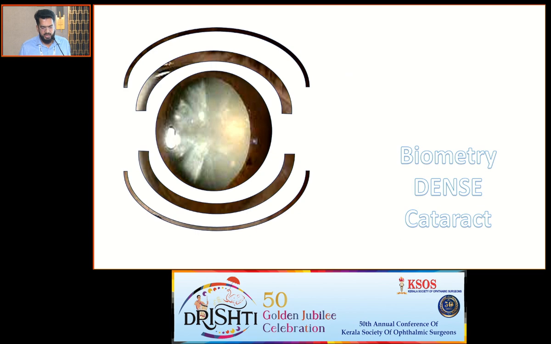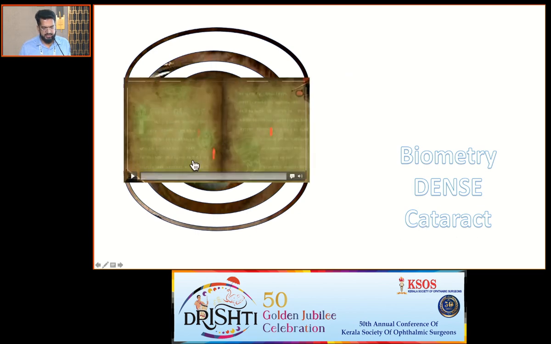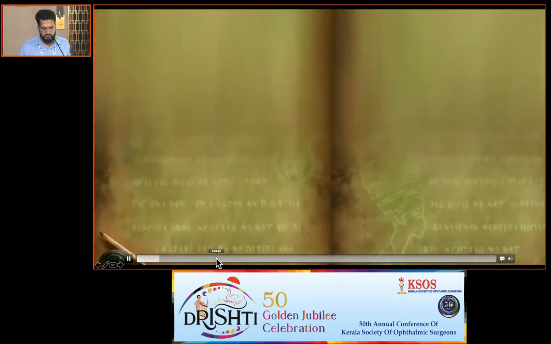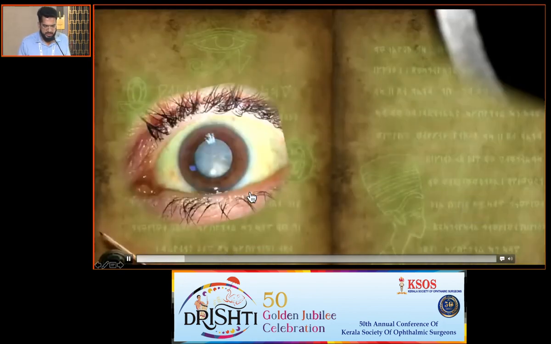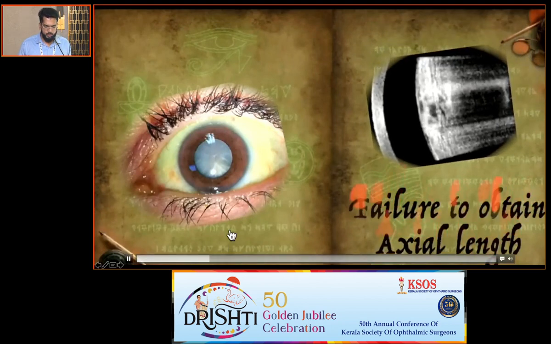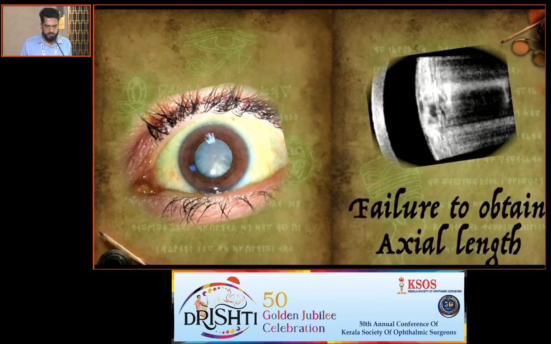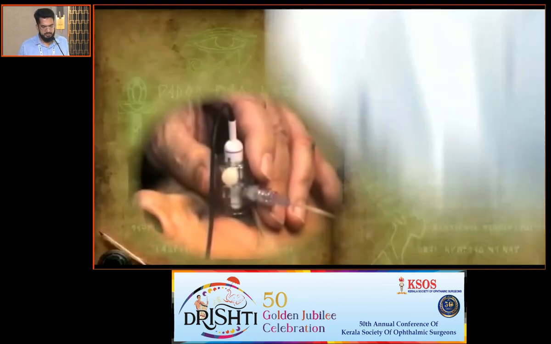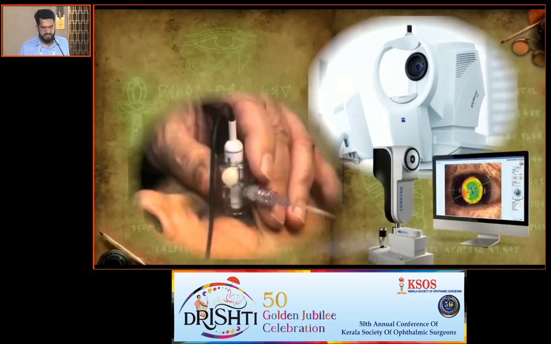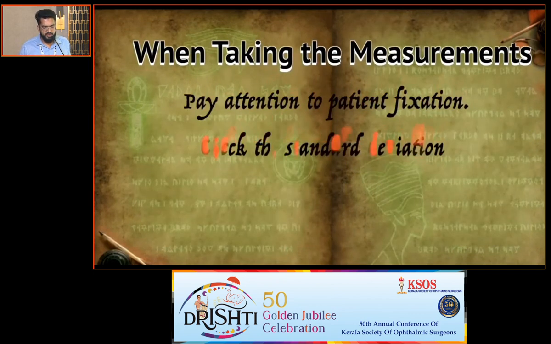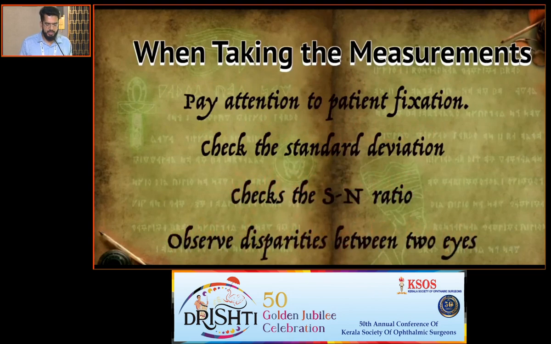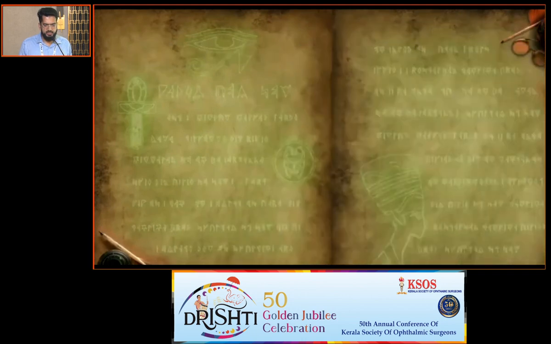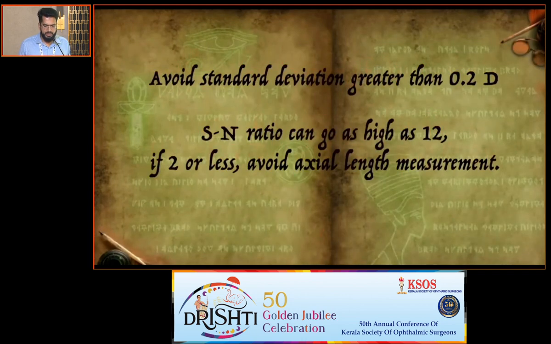And the next is in cases of hard cataract, we know the calculation of axial length is important. Here the main thing is that errors occur in calculating the axial lengths, and we have to make sure that we are not using the older methods, and we may have to use the latest optical biometers, or also take up the ultrasonic immersion techniques to get a good axial length. When taking the measurements, we have to make sure that we are checking the standard deviations from the optical biometers and the signal to noise ratios also. And we should not accept deviations of more than 0.2 diopters, and a signal to noise ratio of less than 2 is not taken up.